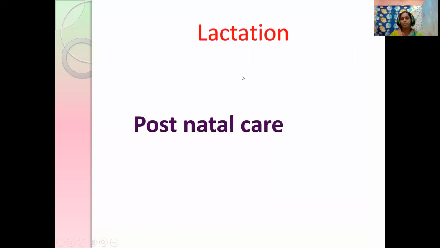After the baby is born, the child should be fed. This is called lactation. The child is fed by the mother's milk. Then what is the substance present in the mother's milk? It is colostrum. This is the first form of milk produced while feeding her child, and it improves the immunity of the baby.